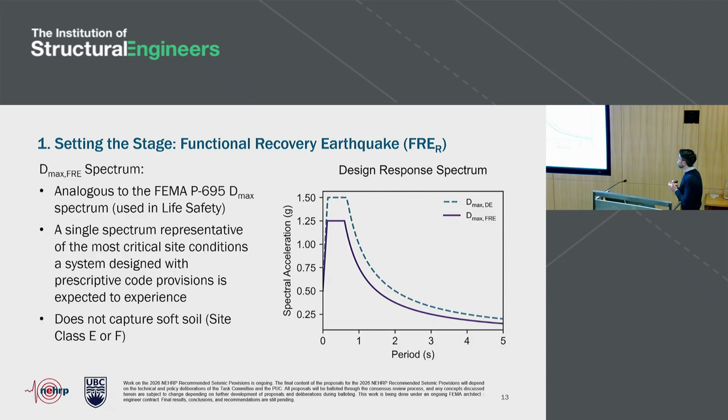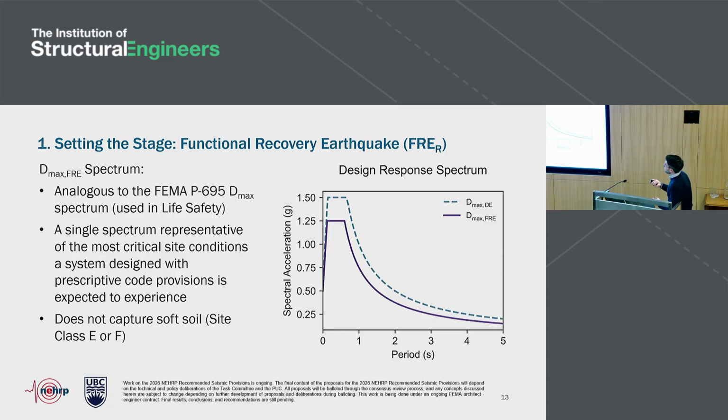The way we went about developing prescriptive provisions that could be applied throughout was by making use of this DMAX FRE spectrum. This is analogous to what is done in the FEMA P695 methodology. They have a DMAX spectrum. This method is essentially the method that's used in the US to come up with R values, or response modification coefficients, for different structural systems. So we're kind of replicating this process, but for functional recovery, right, as opposed to for life safety.